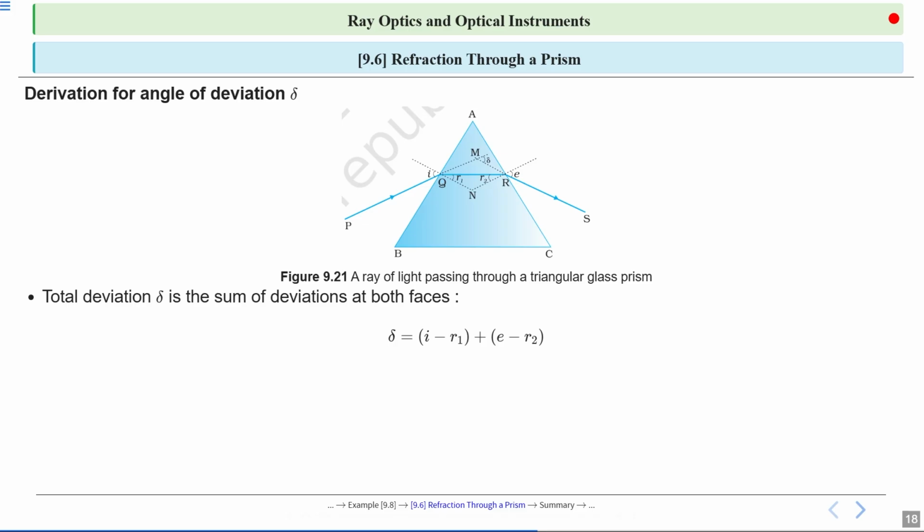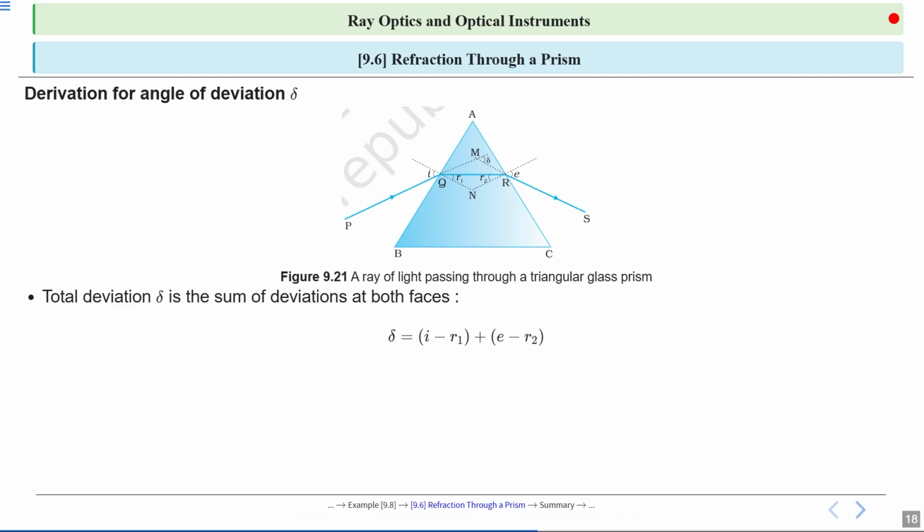So what is the first deviation? Deviation means the angle through which the light ray is deviated from its path. So at surface AB, you can see the incident ray PQ is deviated through which angle? The angle MQR. What is MQR? It is I minus R1. Angle MQN is equal to I. So subtracting R1 from I will give us MQR. That is the angle of deviation at the first surface.